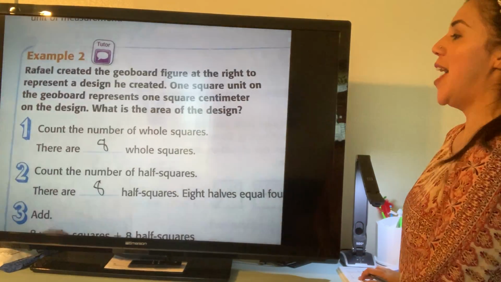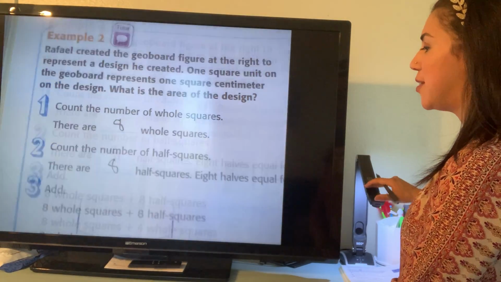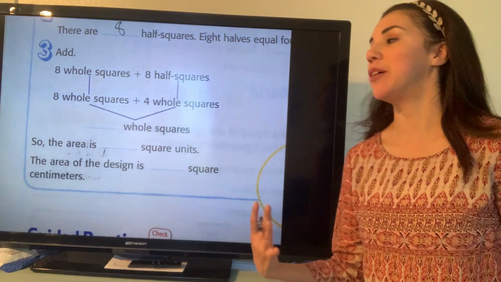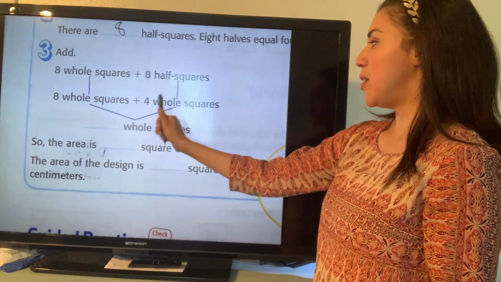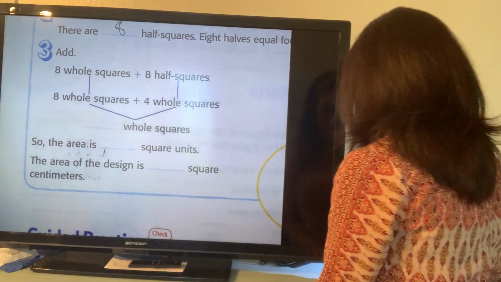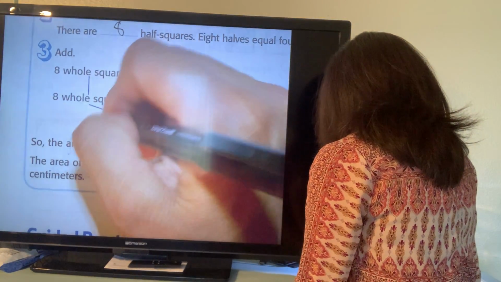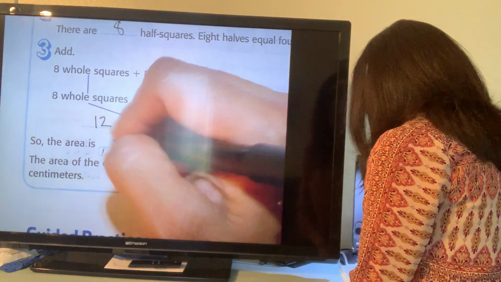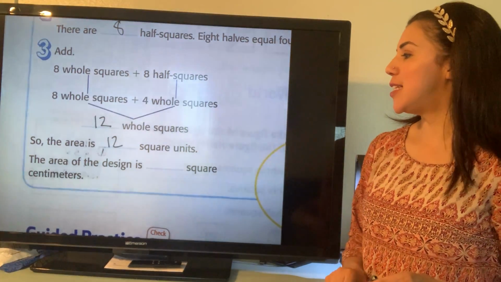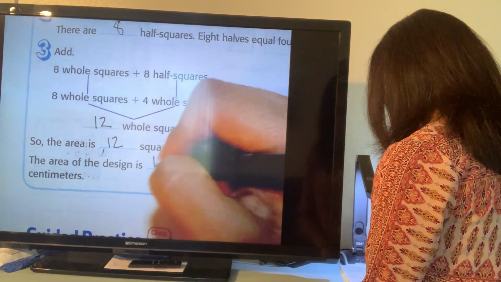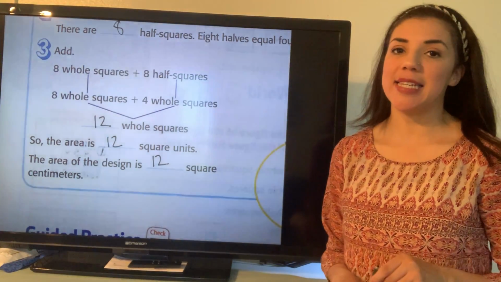Now we're going to add the 8 squares plus the 8 half squares, which we know are 4 whole squares. So 8 whole squares plus 4 whole squares equals 12 whole squares, okay? So the area is 12 square units. The area of the design is 12 square centimeters.